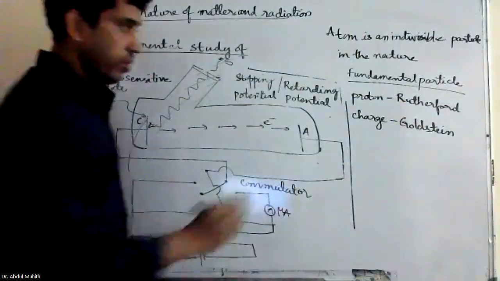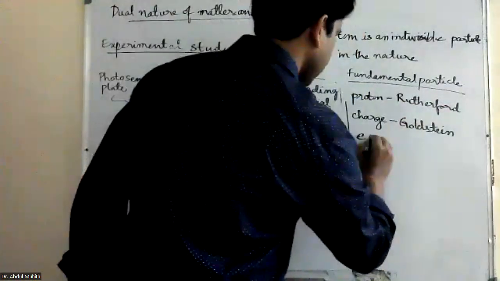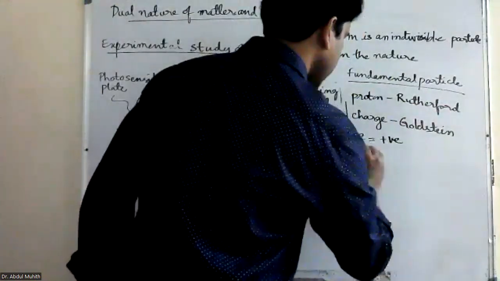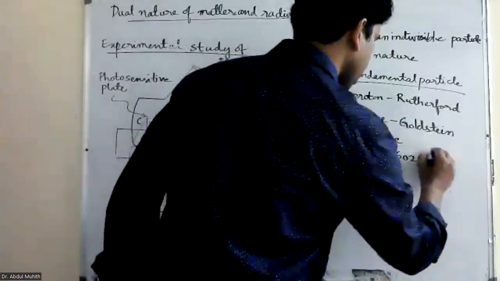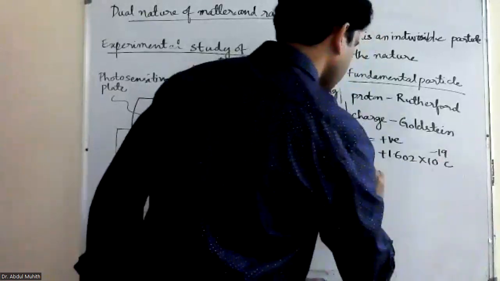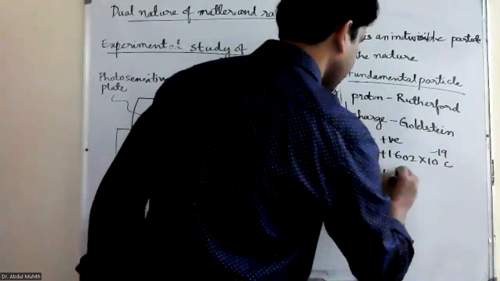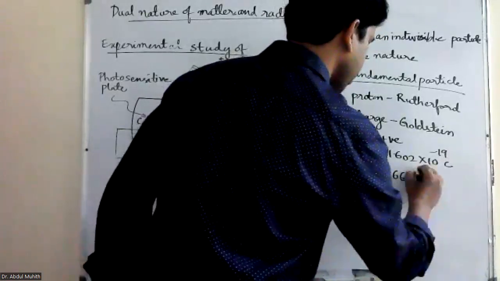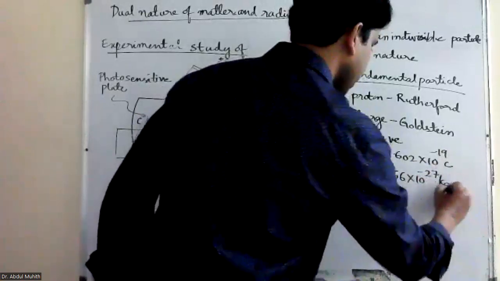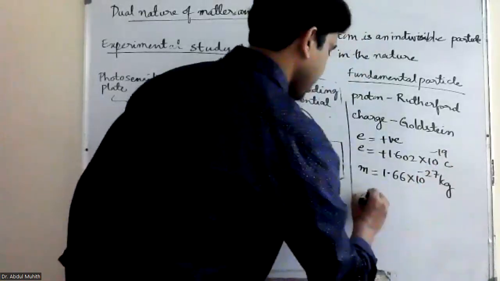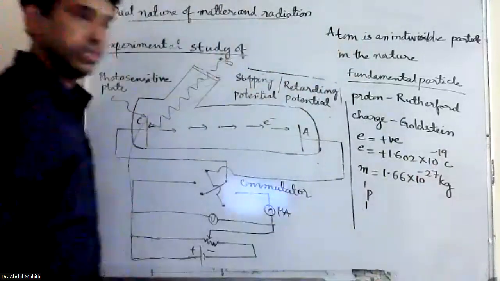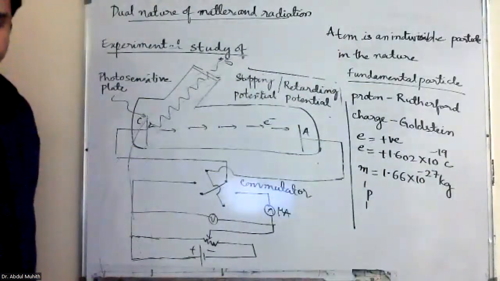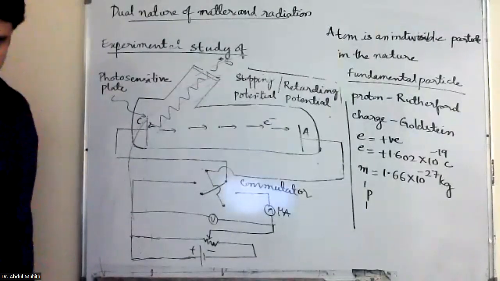Now, what is the charge of a proton? The charge is positive, plus 1.602 times 10 to the power of minus 19 coulombs, and the mass of the proton is 1.66 times 10 to the power of minus 27 kg. The symbol is P with 1 and 1. One is the charge and one is the mass. Is that clear? Yes, sir.